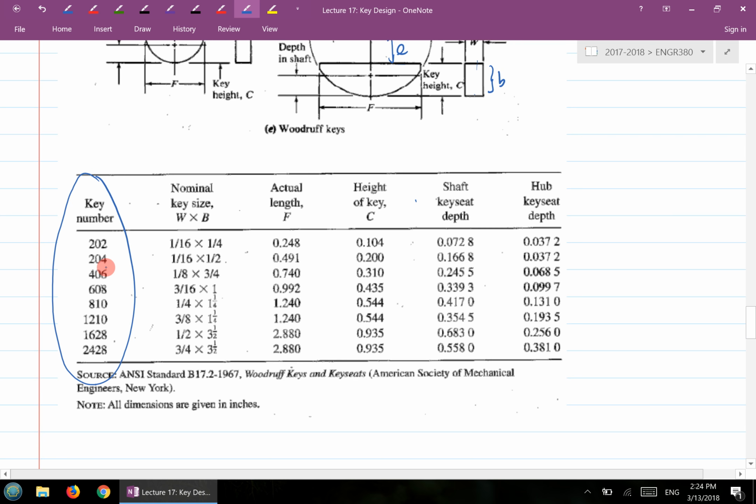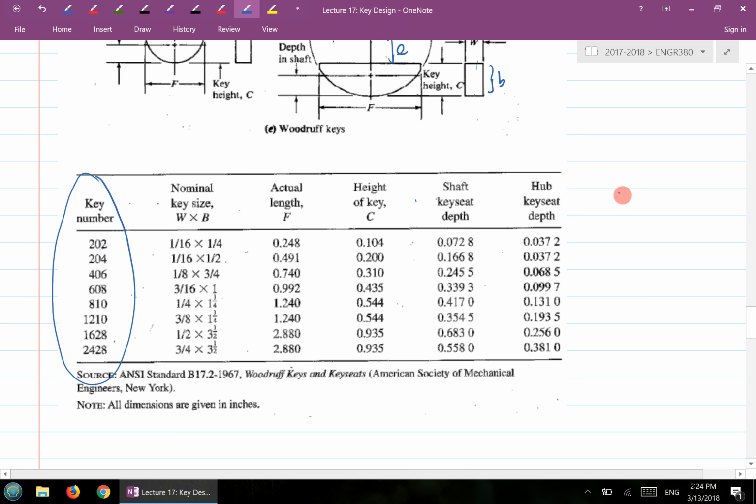Based on the key number, you can actually reverse calculate what the width and the diameter of the key, the circle B, are. I'll give you an example here. So how can you calculate from the key number? The last two digits give the nominal key diameter in eighths of an inch.